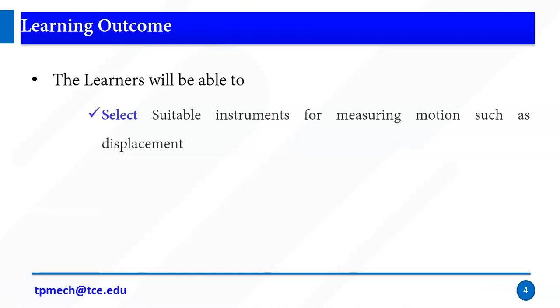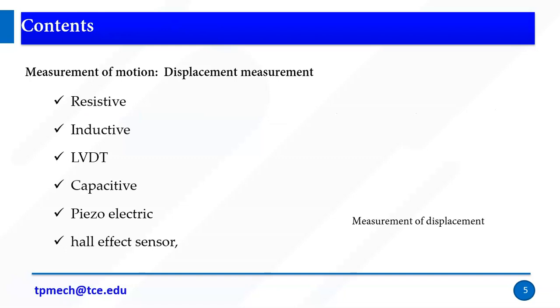The learner will be able to select a suitable instrument for measuring motion such as displacement. These are the contents we have: resistive type of displacement measurement, inductive type, LVDT, capacitive, piezoelectric, and Hall effect sensor. We are going to see all of those.